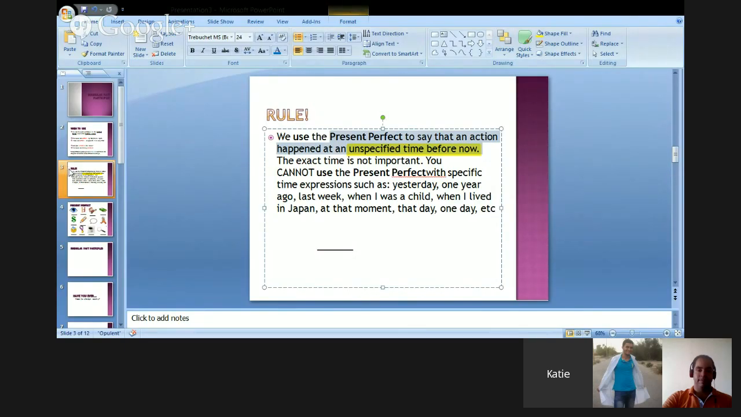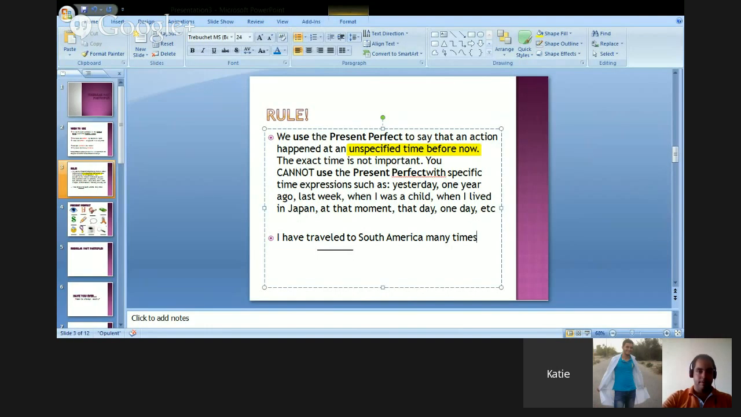Okay. So like I was mentioning, we only use this if we have an unspecified time before now. So for example, I could say, I have traveled to South America many times. Okay? Because I'm talking about something that didn't happen at a certain point in time. But if I used a time word like yesterday, I would have to use the simple past. So yesterday I traveled to Argentina. Does that make sense? Yes, definitely.